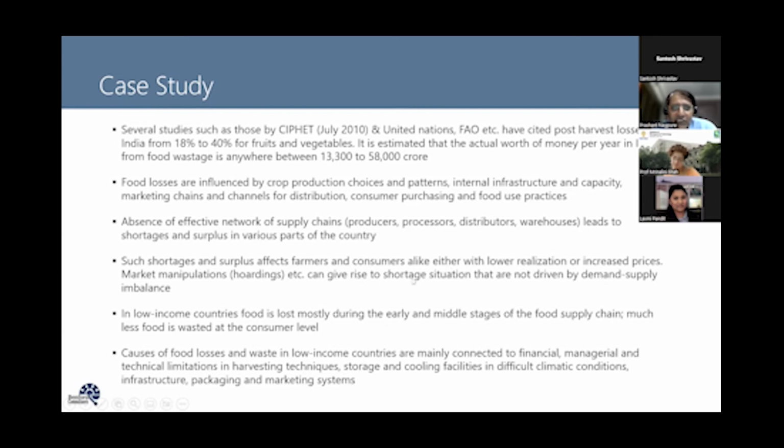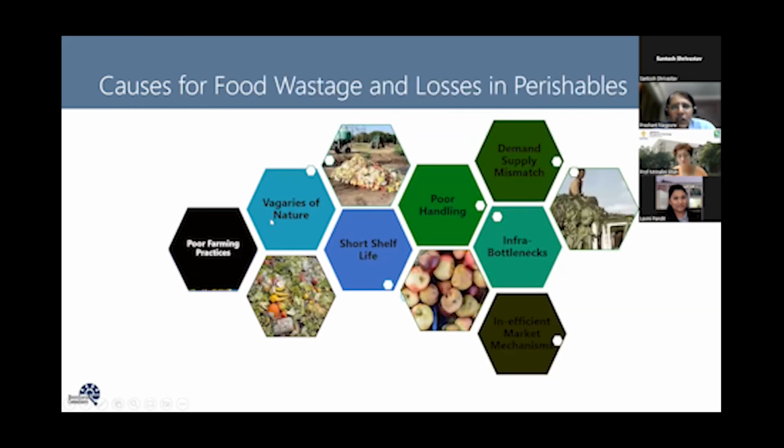One of the key challenges, especially in those circumstances, is the misreading of signals coming from the markets, where there is no buffer in terms of storage or processing infrastructure to prevent the shock of demand and supply. So this case study was to look at how you can address the overall issue of food shortages, leveraging some of the optimization algorithms and techniques that are available. So these are some of the food wastage and losses in perishables.